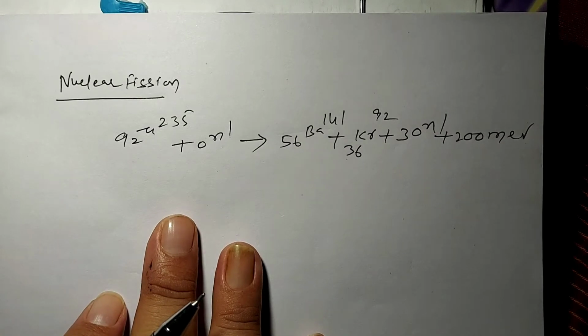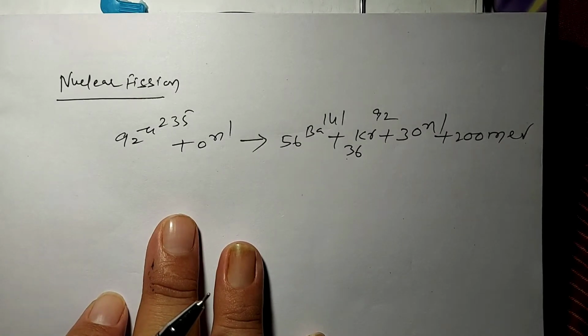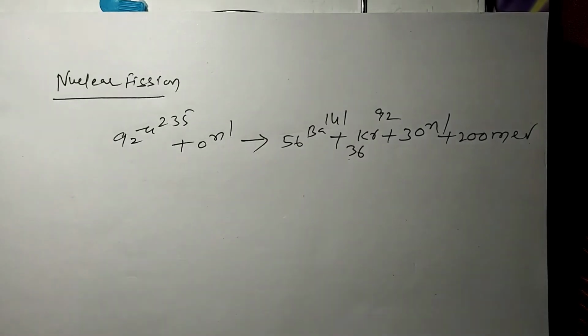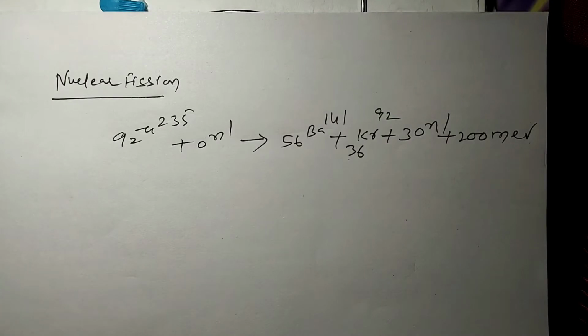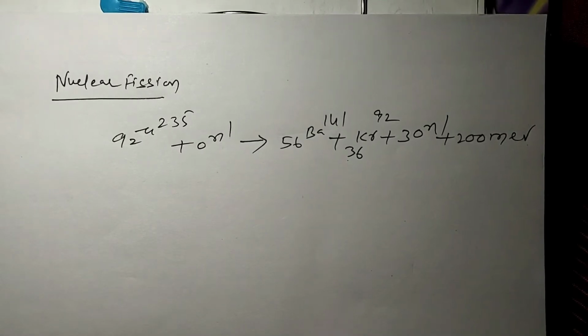So this principle is used in the atom bomb. It is a very dangerous principle, and this reaction also takes place at room temperature. Also, by using this energy we can produce electricity. The device which converts nuclear energy into electrical energy is called a nuclear reactor.